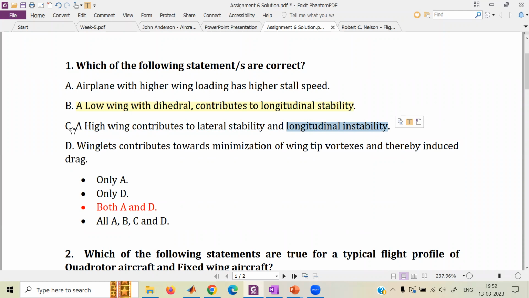I don't know actually. We might have to rethink this option. I'll skip it and probably talk about it with the TAs who made these assignments. Okay, I don't know the answer to this. I'm leaving it here. Winglets contribute towards minimization of wingtip vortices and thereby it.